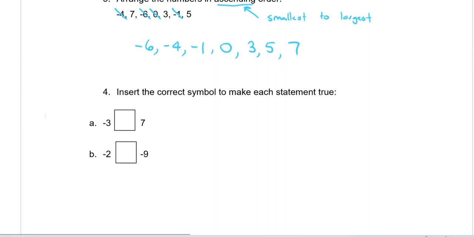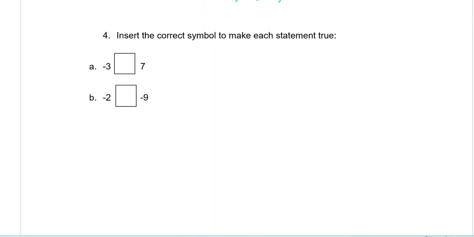Okay, question 4. Insert the symbol to make the statement true. This is the greater than and the less than symbols, the little arrows. Now, there are a few different things you can use to help you remember this, because some people have trouble with the names. One of the things I think is helpful is that they're like little arrows, these less than and greater than signs. And if you think of them like that, they will always point to the smaller number.